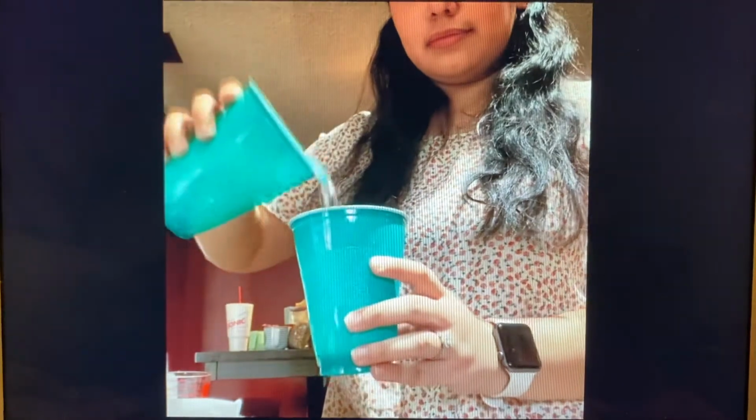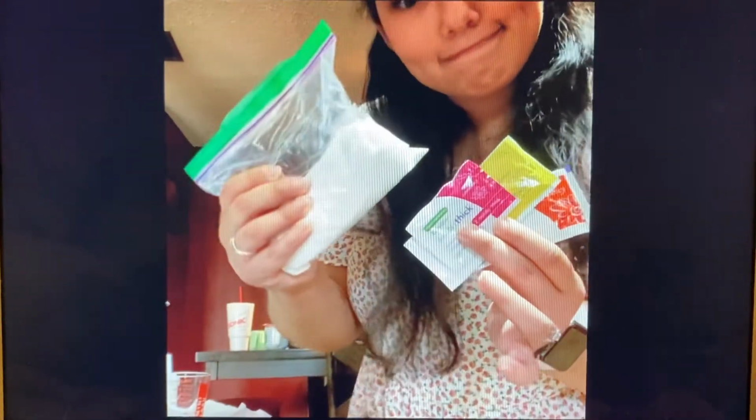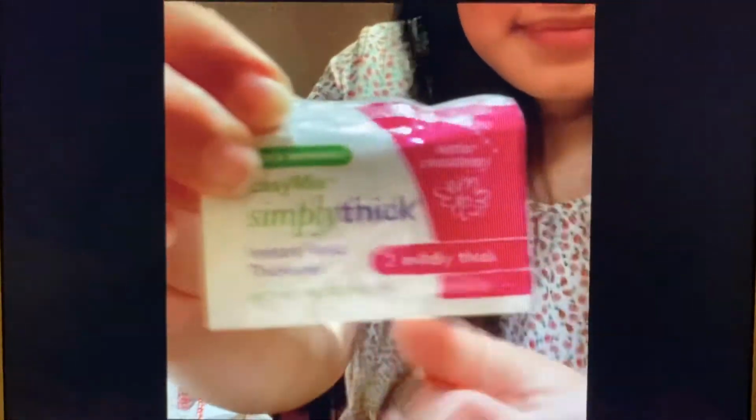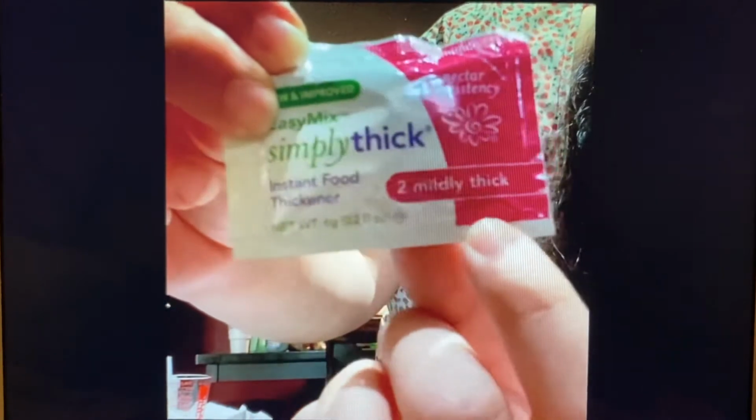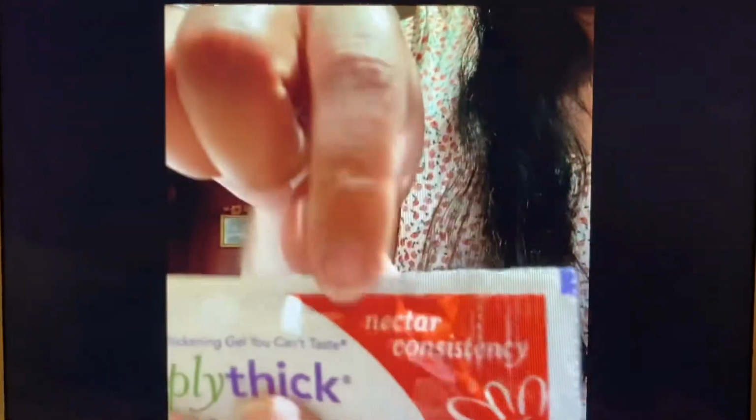Now, I'm going to make some modified thickened drink. I'm going to use water. I was pouring that. And we're going to have our choice of using gel thickener or classic powdered thickener. Here's the gel packets, and here's the powder thickener. And I know it doesn't necessarily look like thickener, but trust me, it's thickener. So here is a mildly thick, a level 2 thickener. Here is a moderately thick, level 3. And here is an older one that says nectar consistency.